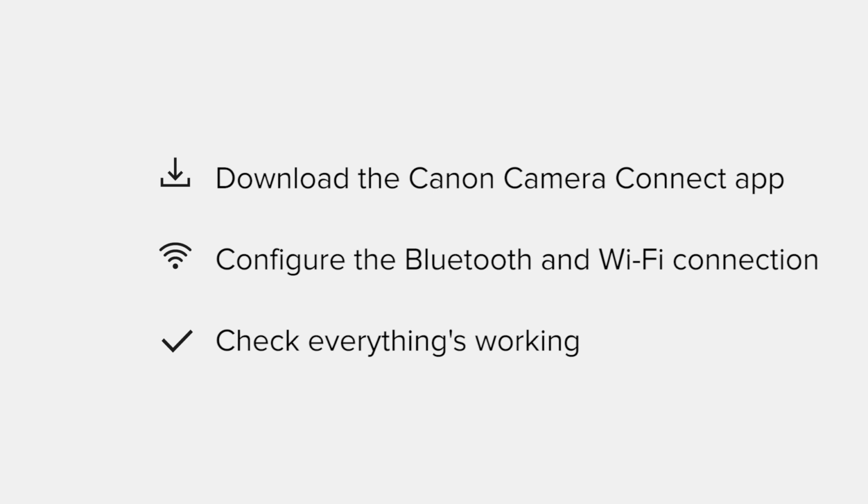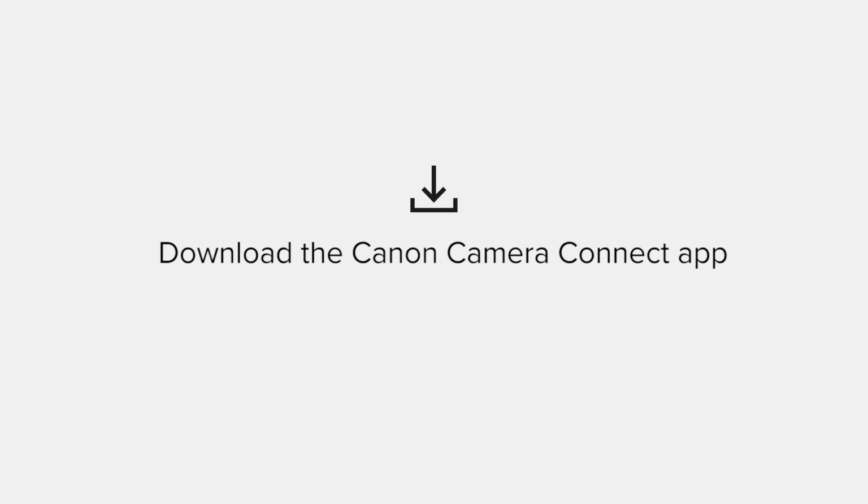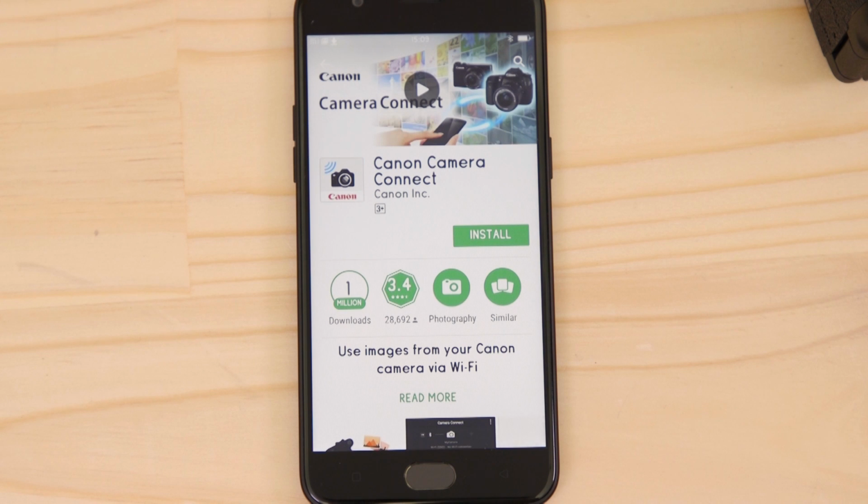If you're following along with your own Android device, you may need to pause or replay the video every now and again. Let's get started. First up, we need to download and install the app. Head on over to Google Play and search for Canon Camera Connect.